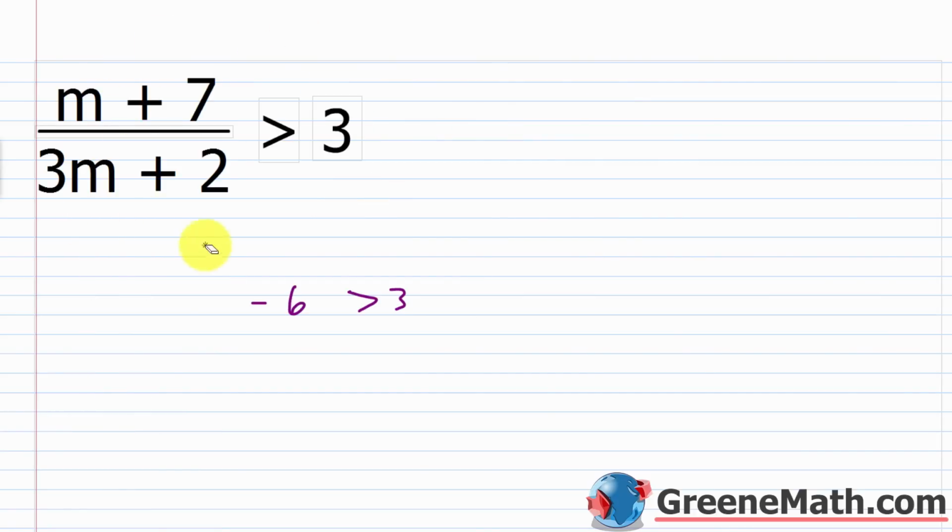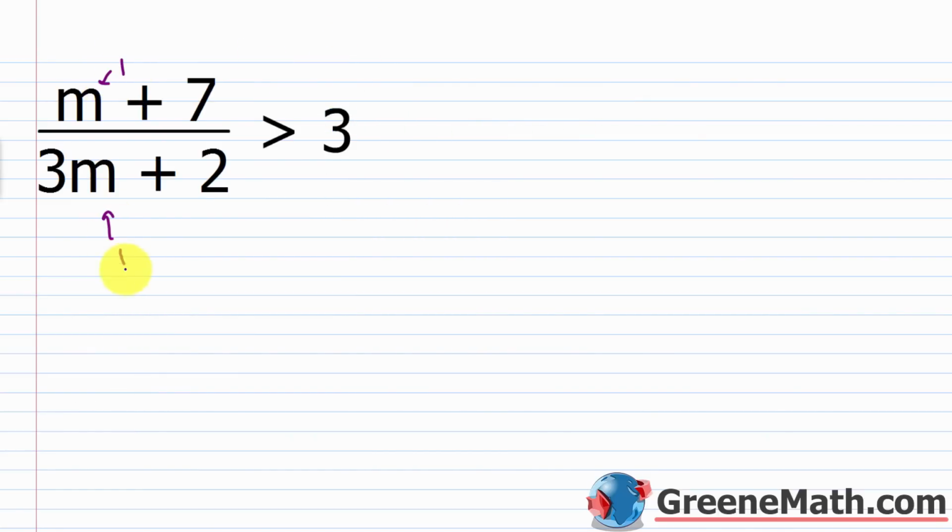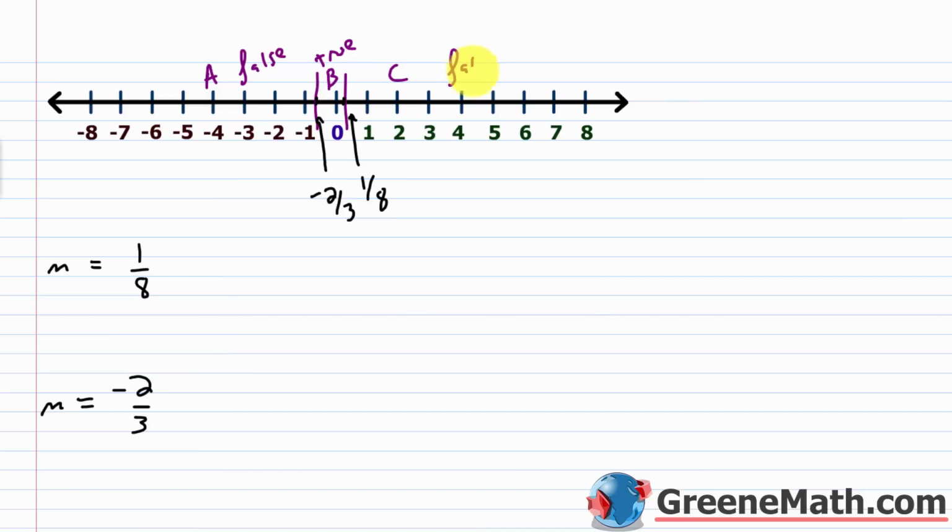In region B, I can choose 0. If I plugged in a 0 for m, I would have 7 over 2. So 7/2 is greater than 3. 7 divided by 2 is 3.5, so that's true. So this would be true. And then for region C, I can choose 1. So if I plugged in a 1 for m, I would have 1 plus 7, which is 8, over 3 times 1, which is 3, plus 2, which is 5. So I'd have 8/5 is greater than 3, which is false. 8 divided by 5 in decimal form is 1.6. So this would be false.